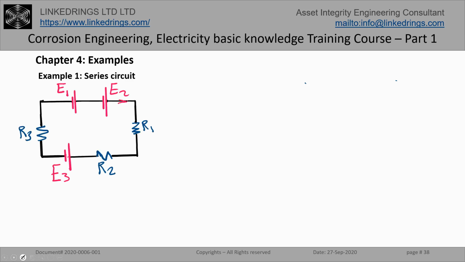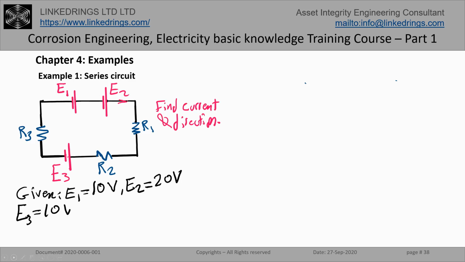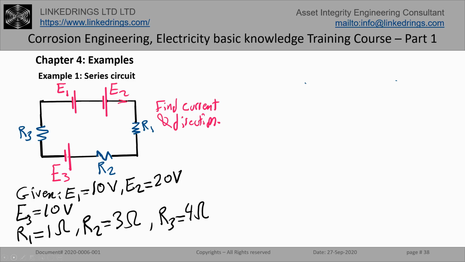It consists of 3 resistances, R1, R2, R3, and 3 voltage sources, E1, E2, and E3. Our mission is to find the current and the direction of the current. The value of E1 is 10 volts, E2 is 20 volts, and E3 is 10 volts. R1, R2, and R3 are given values, 1 ohm, 3 ohms, and 4 ohms.